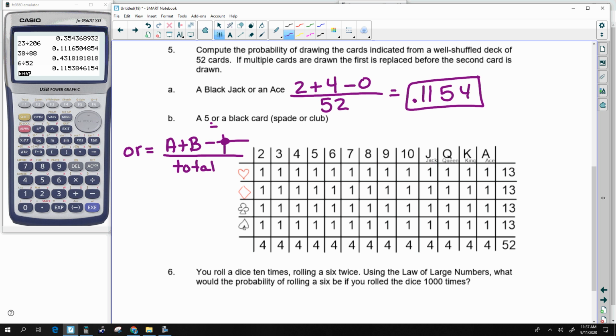The next is a 5. Four of those. Or a black card. There are 26 of those. Minus the intersections. There are 2 grand total in the intersections. And so this is what we have.